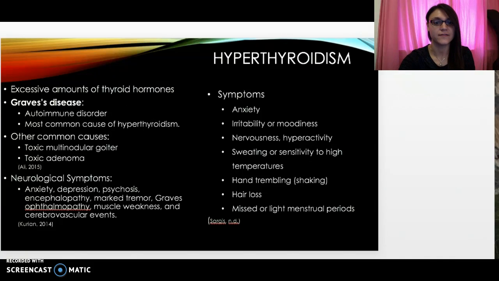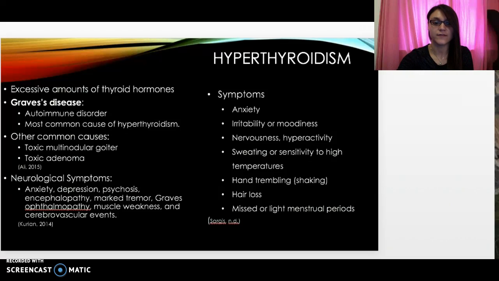Hyperthyroidism is excessive amounts of thyroid hormones. As we can see here, Graves' disease is an autoimmune disorder, and it's the most common cause of hyperthyroidism. In this disorder, the body makes an antibody called thyroid-stimulating immunoglobulin, a protein produced by the body to protect against viruses or bacteria. This causes the thyroid gland to make too much thyroid hormone, and the immune system attack triggers high levels of thyroid hormone to be released.